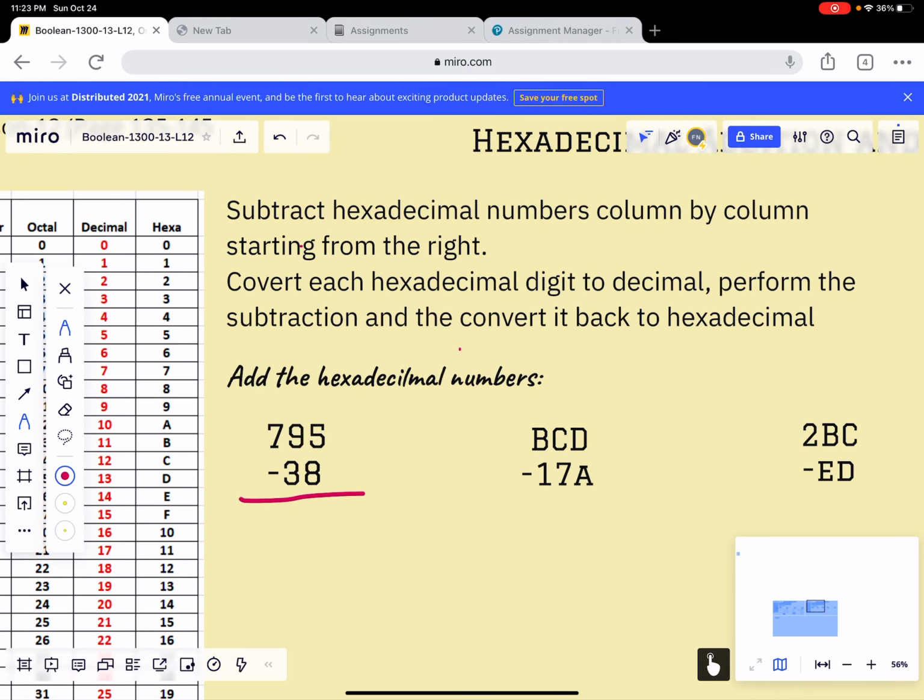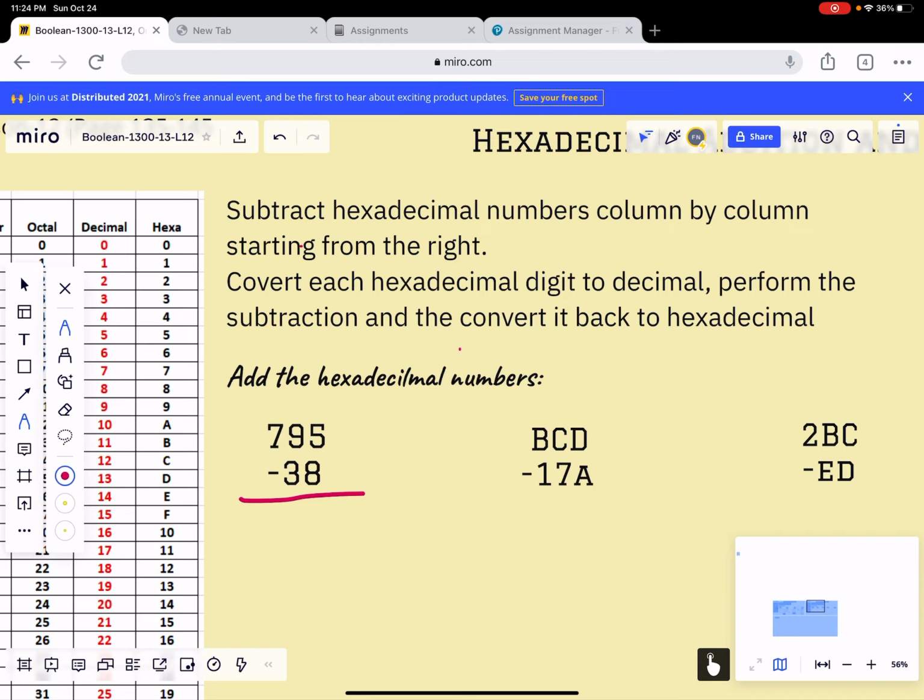In decimal, when you borrow 1, that means more than 10, you borrow 1, right? In decimal, when a small number cannot subtract a big number, then you borrow from the next unit to your left. So you borrow 10, right? Like 5 subtract 8, you cannot, so you borrow 10. But in hexadecimal, instead of borrowing 10, you borrow 16.